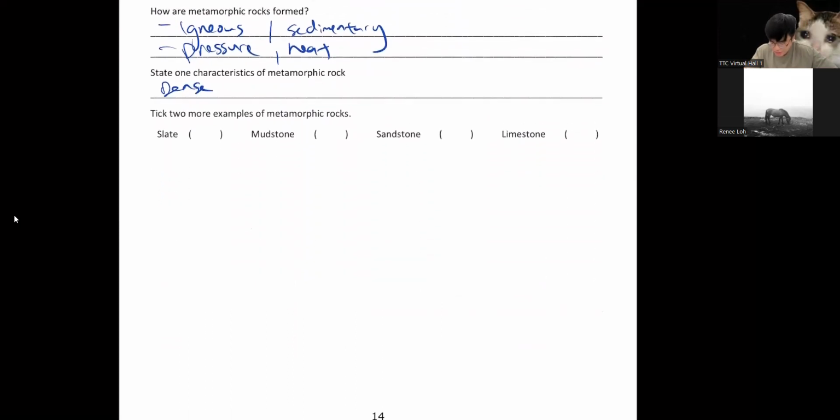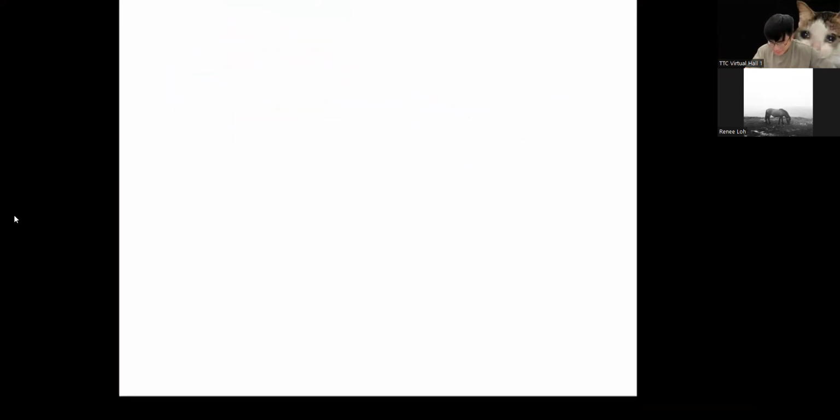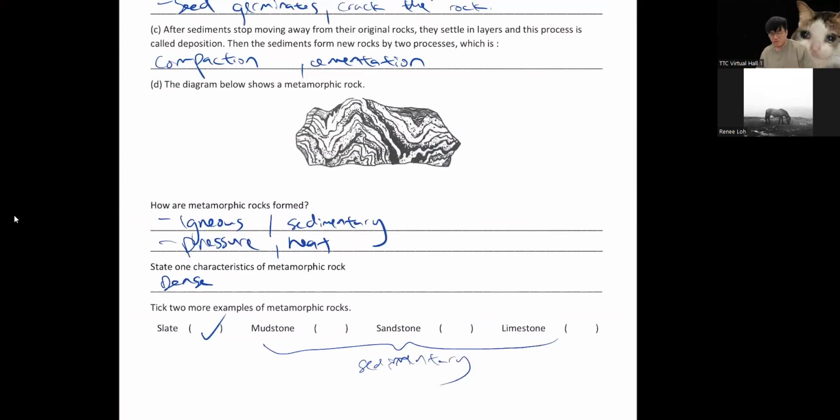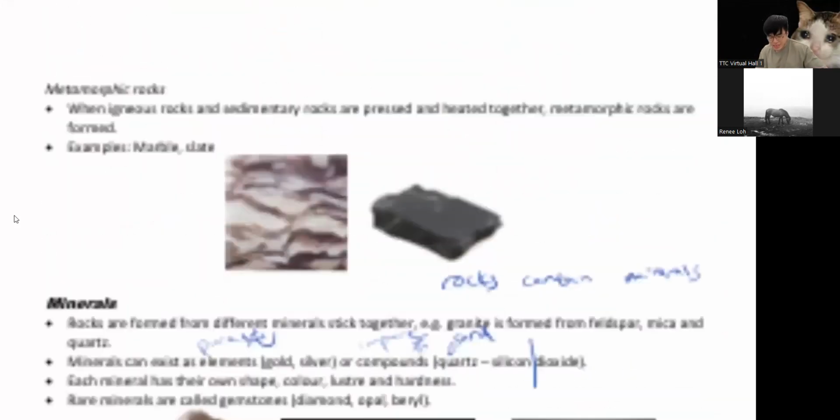Alright, take two more examples of metamorphic rock. You know this already. So you have slate. Why is there only slate here? These three are from sedimentary. Anyway, so that's it for our chapter 8. Oh yeah, before I move on, after your chapter 8 there's actually a small part here.